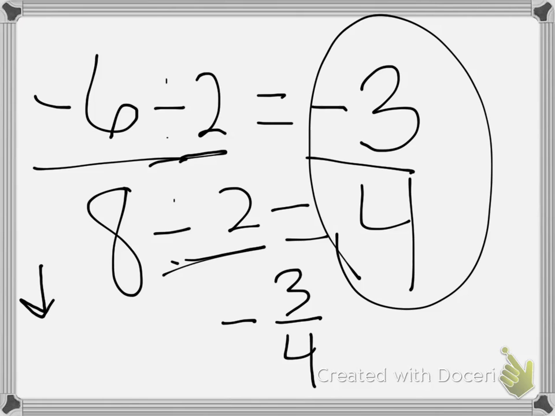So that means I'm going to go down 3 because that's where the negative is, and over 4. And I'll end up with a negative slope.